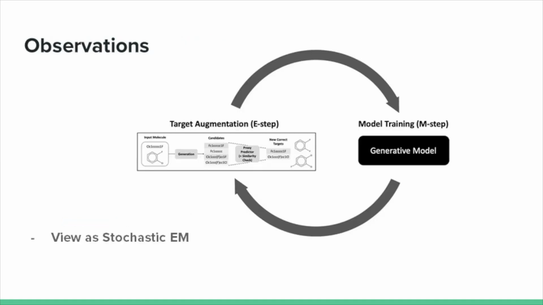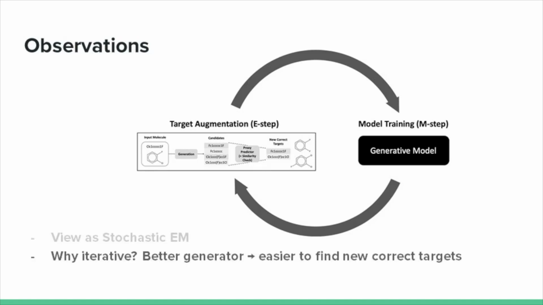Okay, and finally, I want to make a couple of additional observations about our method. One, we show in our paper that you can interpret our approach as stochastic EM, where our target augmentation step is the E step, and the model training on the augmented dataset is the M step. So there are some theoretical reasons as well to believe that our method will work.